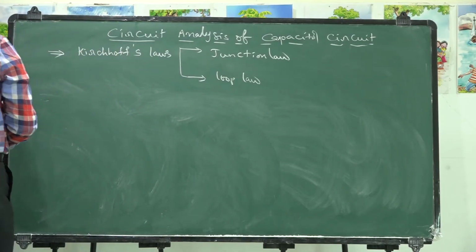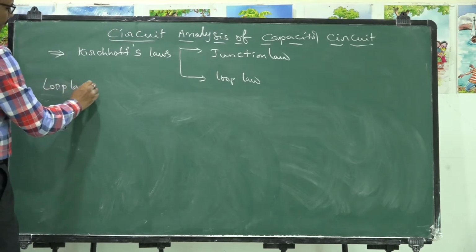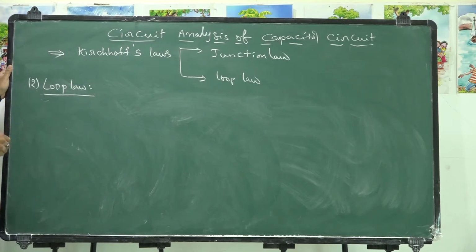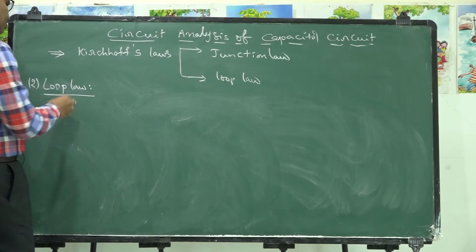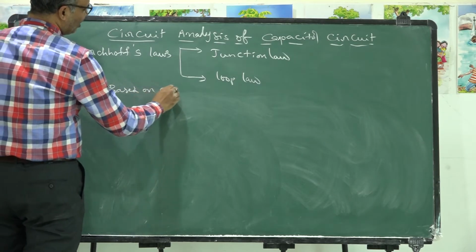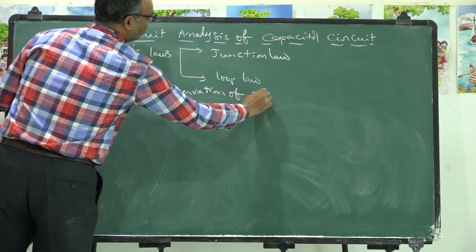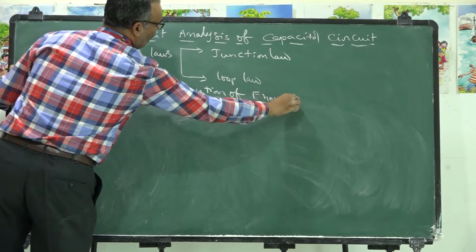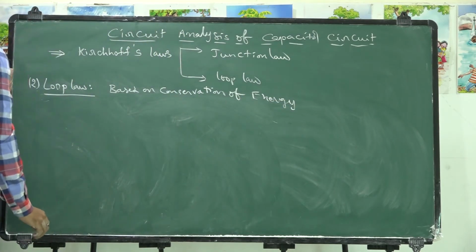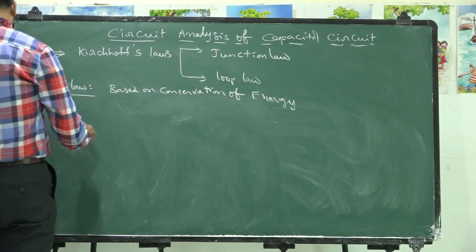The second law is called the loop law. As we have seen, the junction law is based on the conservation of charge. Loop law is based on conservation of energy. Let me consider a circuit to understand this loop law.